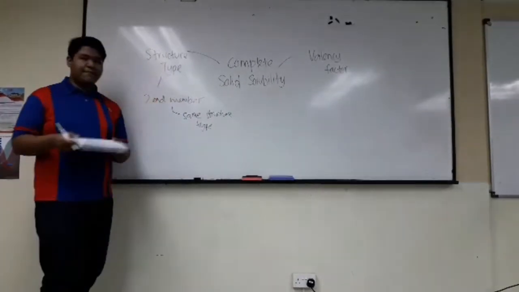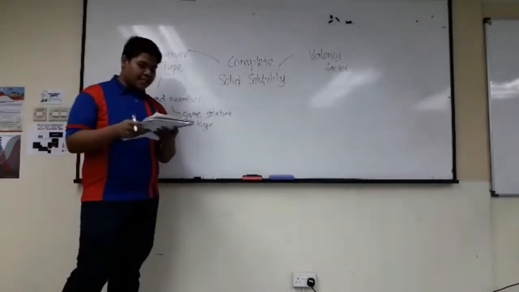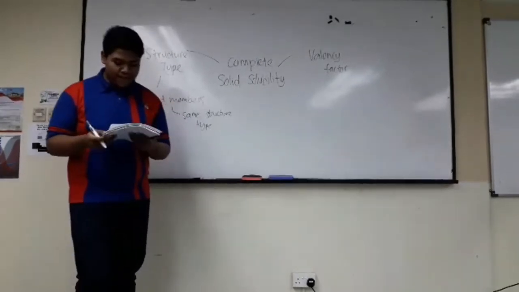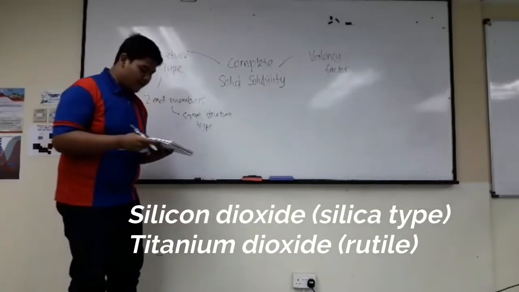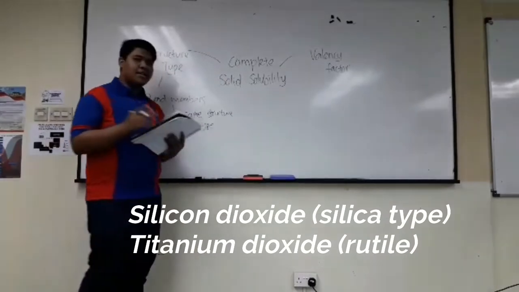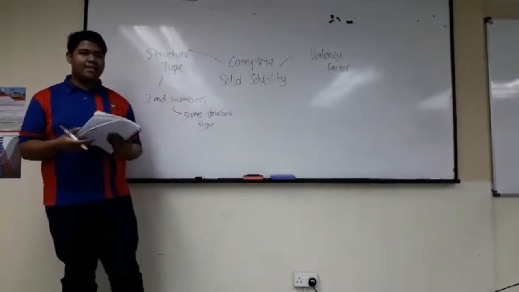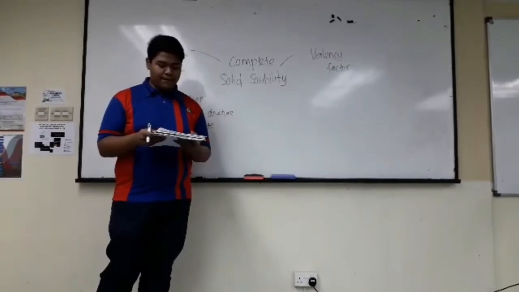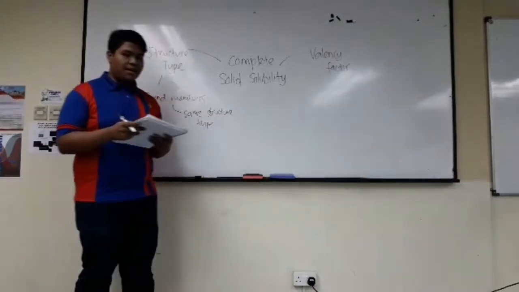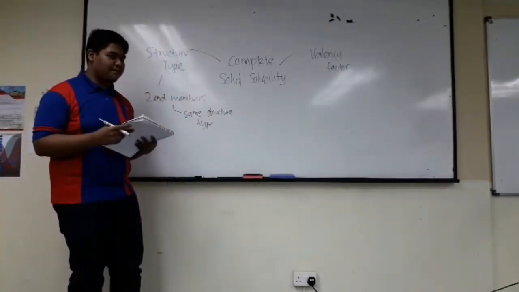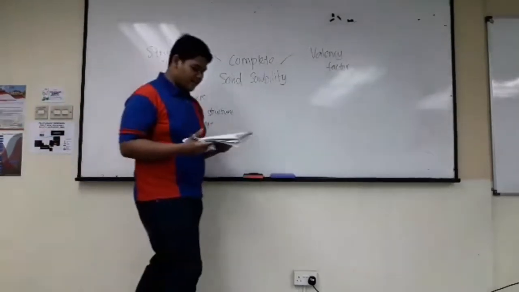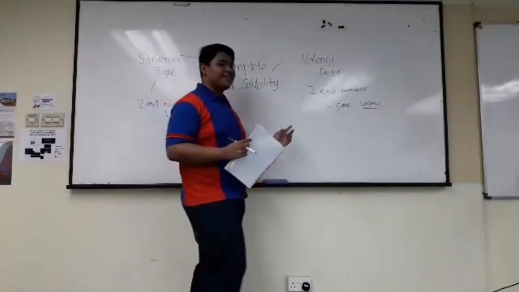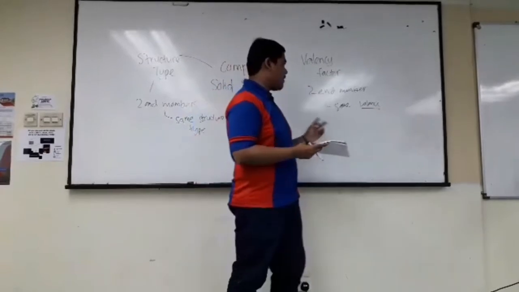For example, take SiO2, silicon dioxide, and titanium dioxide. Silicon dioxide and titanium dioxide are not expected to form complete solubility since they have different structure types. Next, moving to my next point, the valency factor.